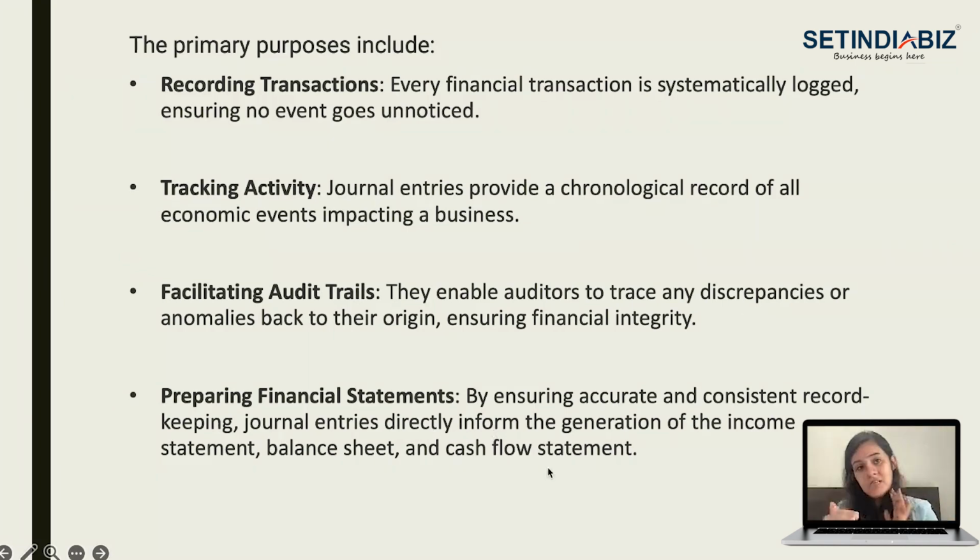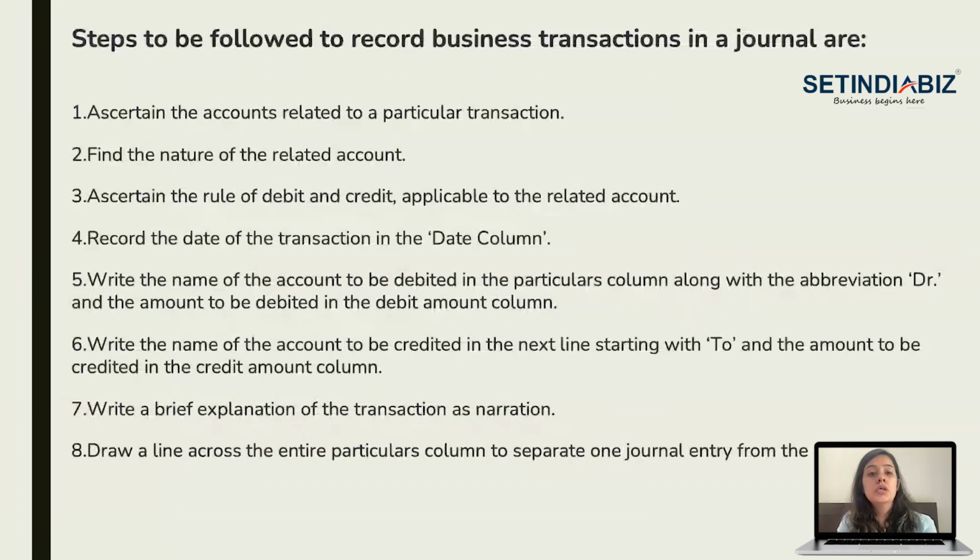So obviously, when we have journal entries, those general entries are posted into the trading account, P&L account, and balance sheet. So we have preparation of financial statements. Now, what are the steps to be followed to record business transactions in a journal?